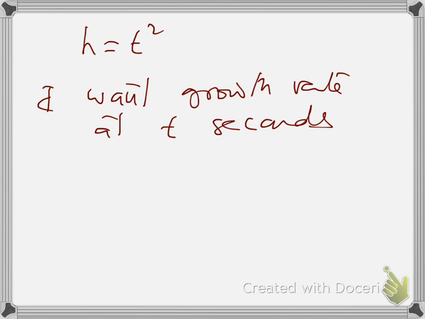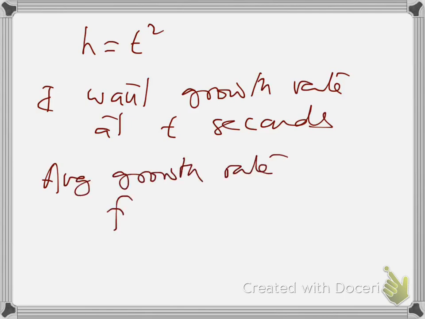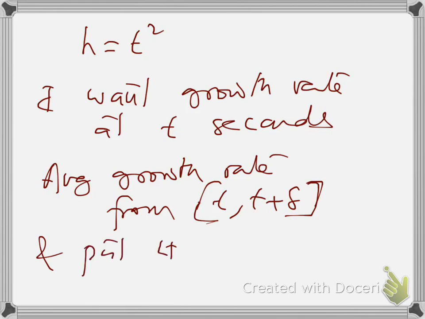So, how to find growth rate at t seconds? First we will find average growth rate. We'll first find average growth rate from t to t plus delta seconds, and put limit delta tends to 0. We will take the limiting value of delta to be 0. Limiting value means it is very close to 0. It's not yet 0 but very close. That is the meaning of limiting value. So this is what we will do.